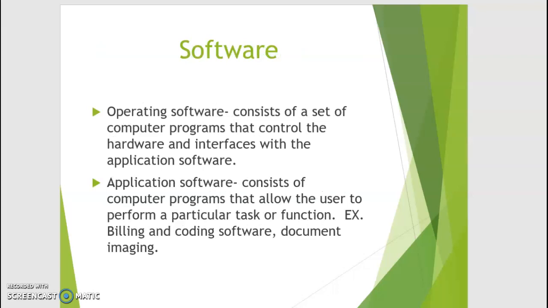Software. Okay, so operating software. This consists of a set of computer programs, which keep in mind we're going to be using, or we have been using, EHRGO. So this would be a software type package. Application is a computer program that allows the user to perform a particular task or function. So this could be billing coding software, which again, later down the road we'd use a 3M system. Document imaging.